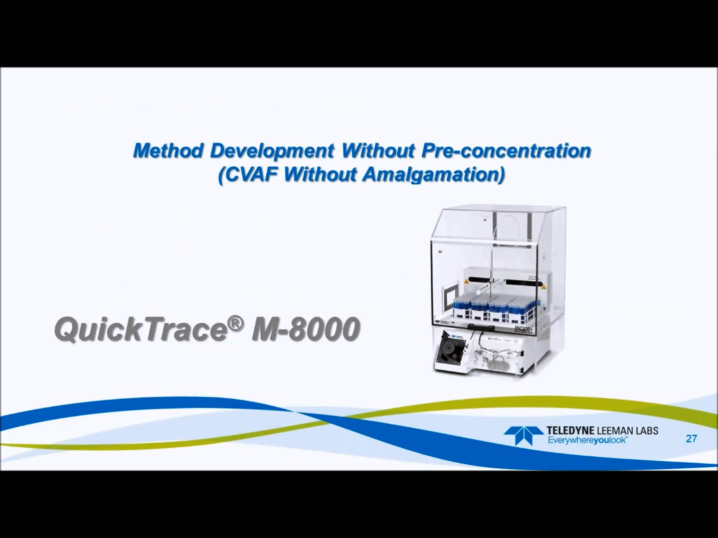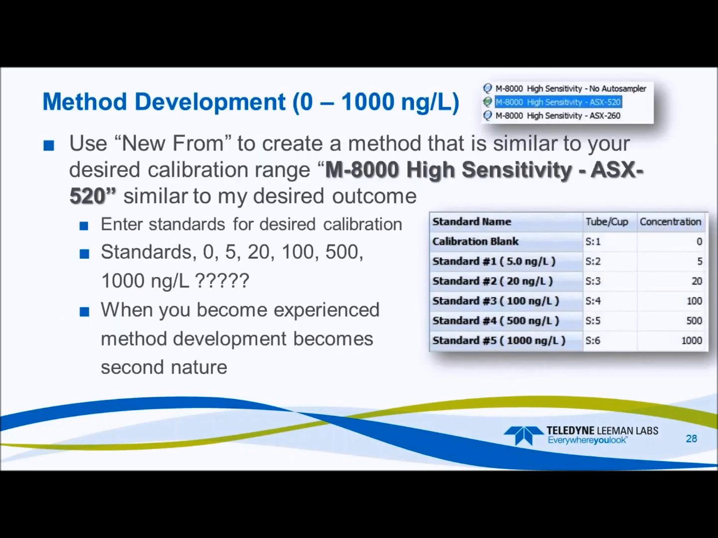Now let's get into the method development. So method development, let's start out with 0 to 100 nanograms per liter in non-gold trap. So we have CAN methods within the system, and the naming of the CAN methods kind of guides you toward what they are and the autosampler that you're using and so forth.